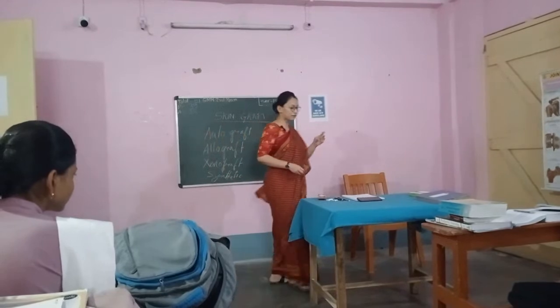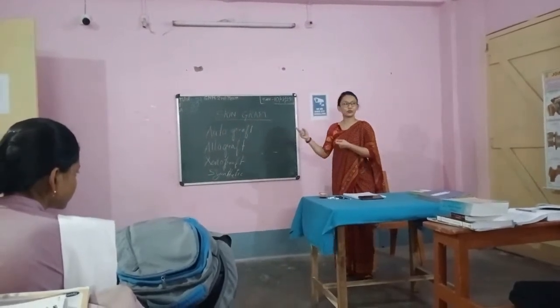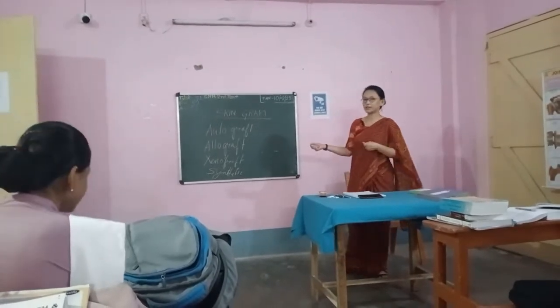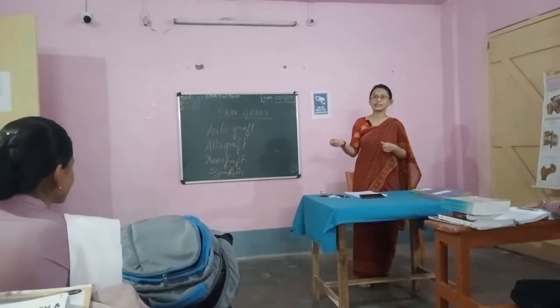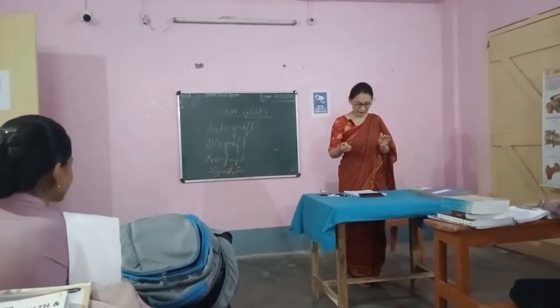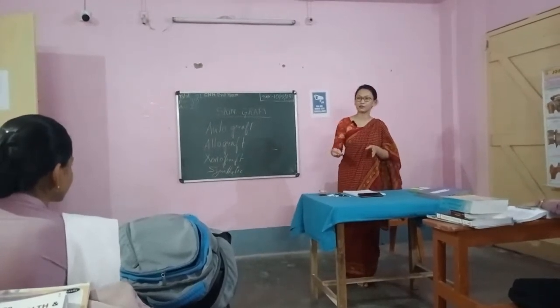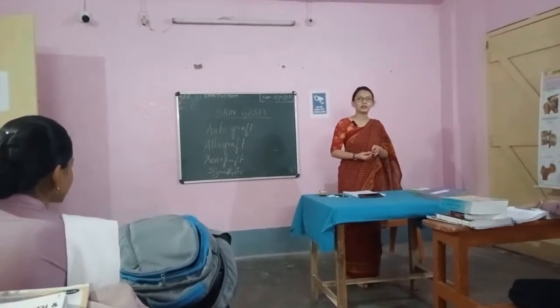So there are four types. First is autograft, second is allograft, also known as homologous graft, third is xenograft, that is heterograft, and fourth is synthetic, that is synthetic skin substitute. This will act like skin. This will function like skin. It will be manufactured in the lab.